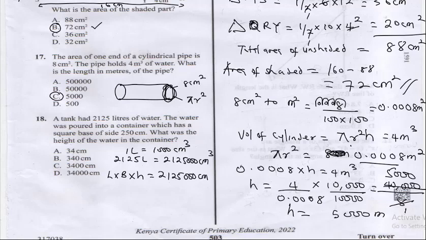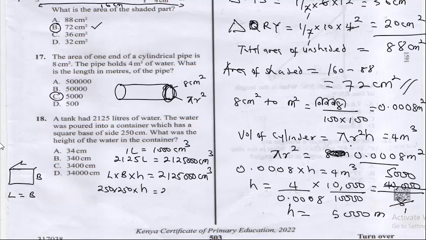2125000 cm cube. Now, what do you characterize a square with? Because it's a square base, that means the length and the breadth are equal. So since we have 250, this is going to be 250 times 250 multiplied by the height. So this is the base. The height is what we don't really know now, so we need to look for the height.